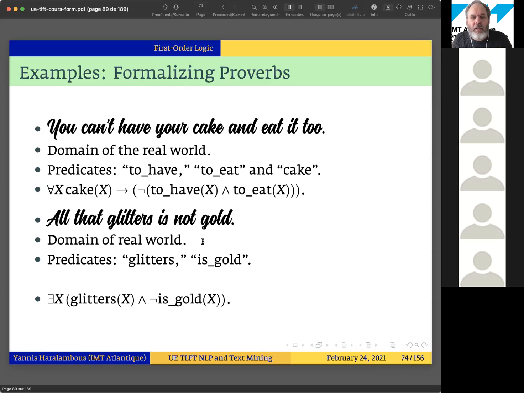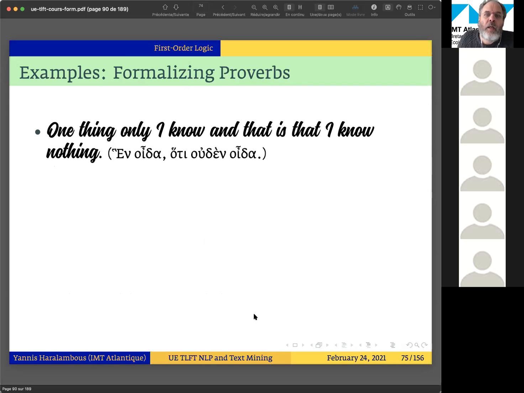If you interpret this literally, you get much less than the proverb. There is something that glitters and that is not gold. Okay, and so what? A famous saying by Socrates, not the football player, but the philosopher: one thing only I know, and that is that I know nothing.